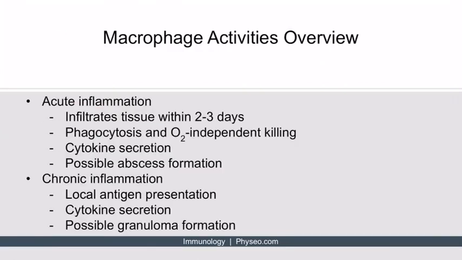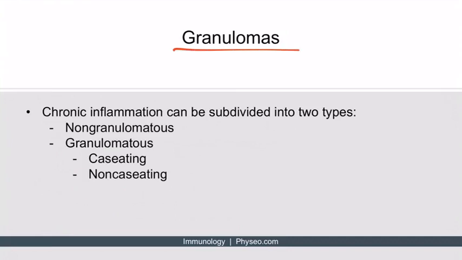Continuing with chronic inflammation activities, I want to point out again that they will continue secreting cytokines. So cytokine secretion is a part of chronic inflammation and acute inflammation. Lastly, let's dive into the details of possible granuloma formation. When it comes to granulomas, it's really important to think about chronic inflammation because it can be subdivided into two types, which are defined by granulomas. One type is non-granulomatous, the other type is granulomatous.